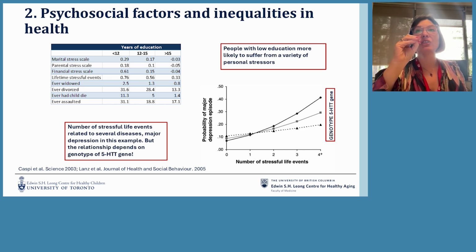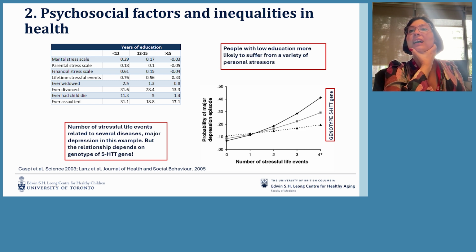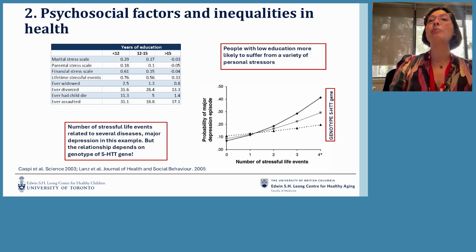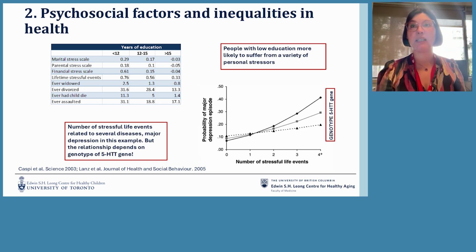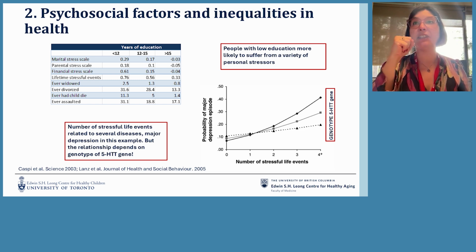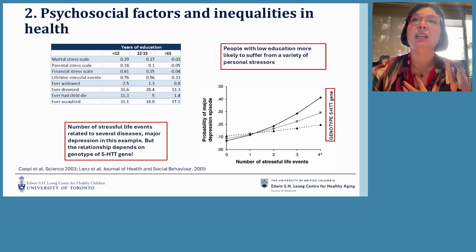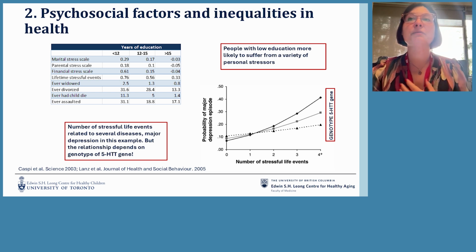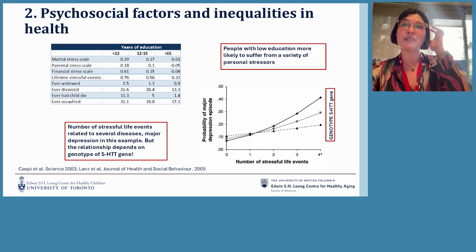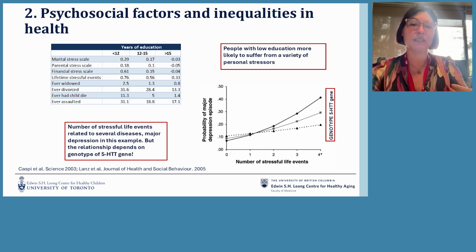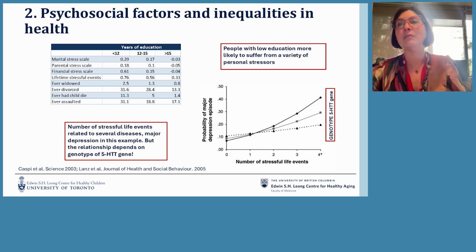If we move now to psychosocial exposures, this is a very interesting study published in Science, and they showed the number of stressful life events by a socioeconomic indicator, in this case the years of education. And as you can see here, something that is incredible even is that if we compare the frequency of people ever having a child die, this frequency was 11% in those with a low education versus 1.4% among those with a high educational level.